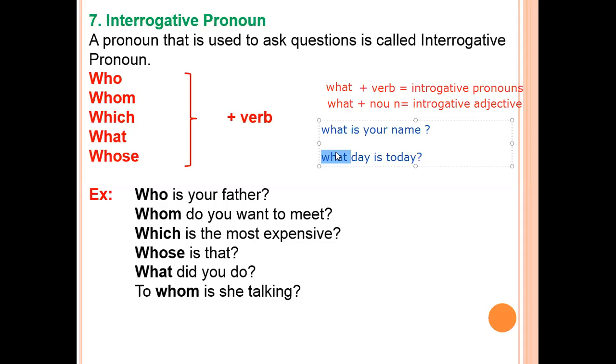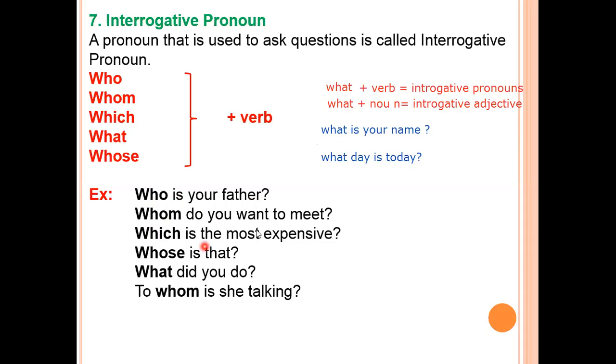What day is today? If I say what is, clear? What is your name? Now in this case, we call it a pronoun. Here are examples for you all. Who is your father? If you want to say who is your father, after who I have used a verb. Clear? Whom do you want to meet? Whom, again, we have used a verb after this. Which is the most expensive?